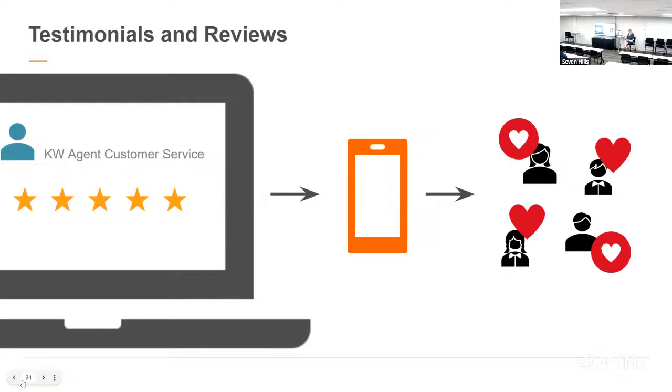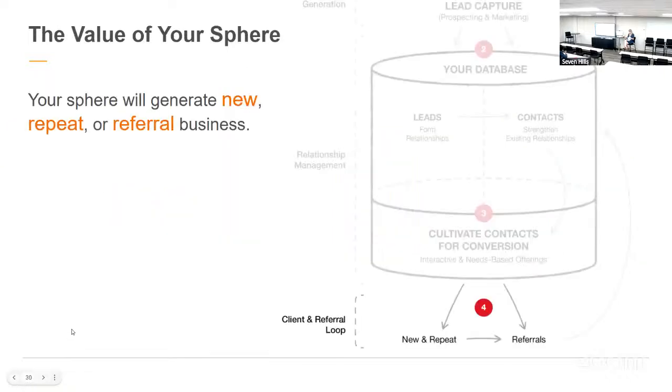Okay. So who might your sphere refer you to? You're having a conversation with someone in your database and you ask them who they may know that might be interested in buying or selling. Who are the people that they're going to send to you? Children, adult children, children's friends, neighbors, coworkers.